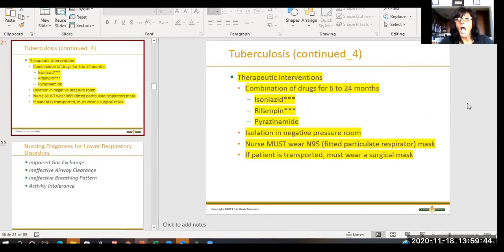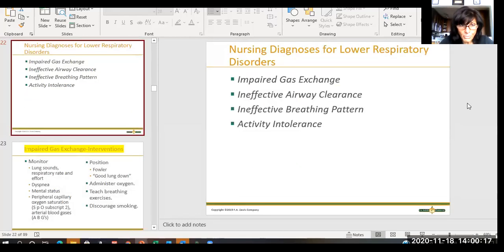Well, how do we treat it? Isoniazid, rifampin, right? We talked about those meds. Combination of drugs always. And the term of treatment is 6 to 24 months. It's a long time, a long time. Pyrazinamide is also another drug. They have to be in a negative pressure room. It's airborne. The nurse must wear an N95, also called a fitted particulate respirator mask. If the patient is getting transported, they have to have a surgical mask on them. Okay? It's important to know.